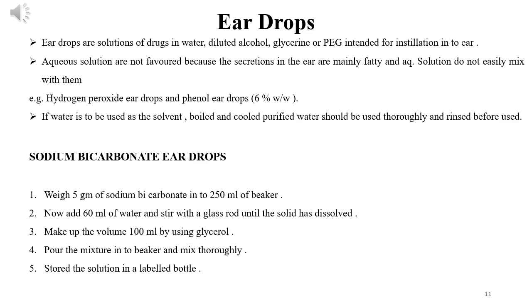Now the preparation of sodium bicarbonate ear drops. Firstly, we weigh 5 gram of sodium bicarbonate into a 250 ml beaker. Here the beaker will be blank; there will be no solvent or anything else. Now add 60 ml of water and stir with a glass rod until the solid has dissolved. Means 60 ml of water is taken with the 5 gram of sodium bicarbonate and mixed until it completely dissolves.